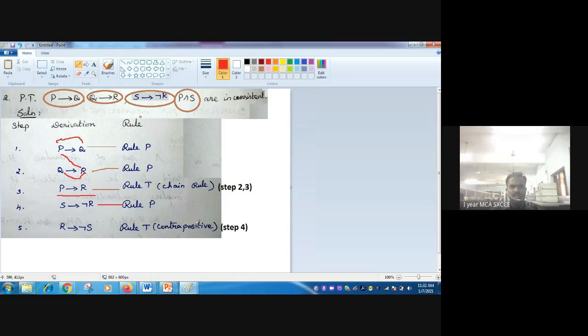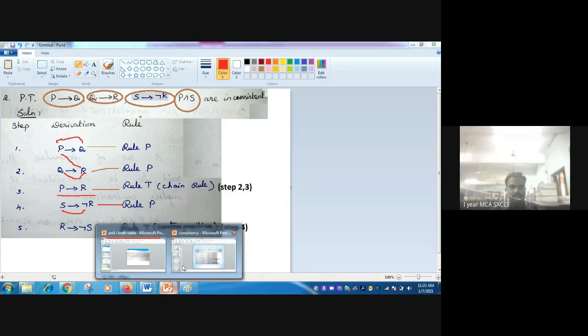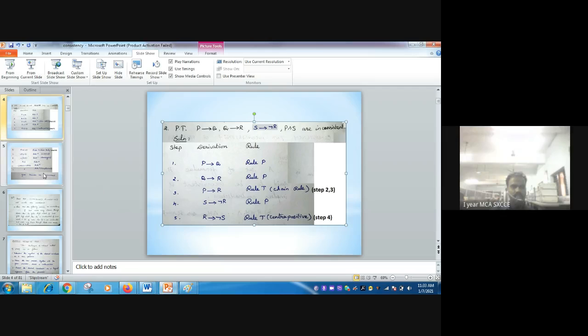And the fifth one is contrapositive, by applying the contrapositive rule for step 4. What is the contrapositive rule? In a conditional statement, if you reverse the condition and apply negation on both sides, you get the contrapositive. S goes to negation R, reverse it, what do you get? Negation R goes to S. Apply negation, R goes to negation S. So we got up to step number 5.